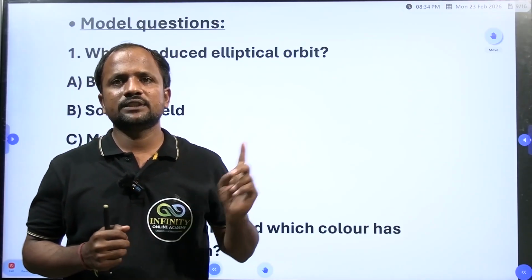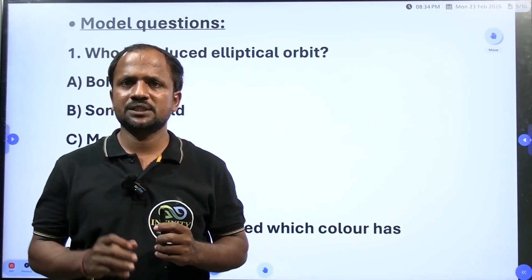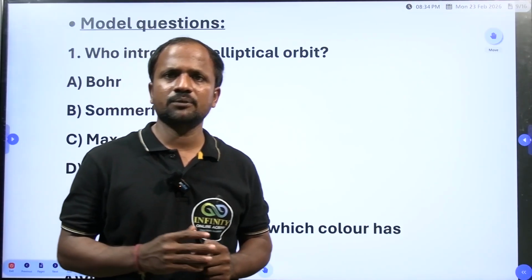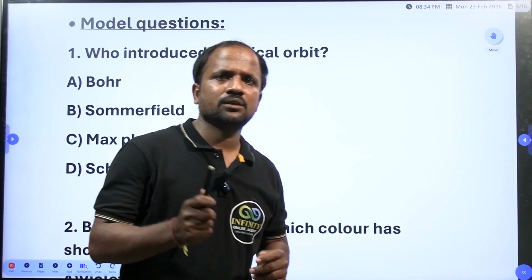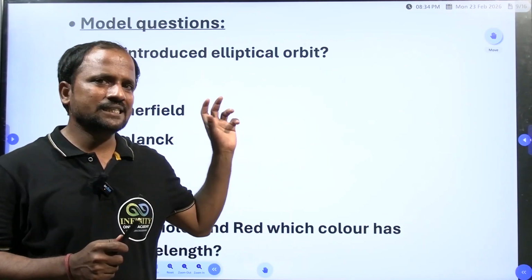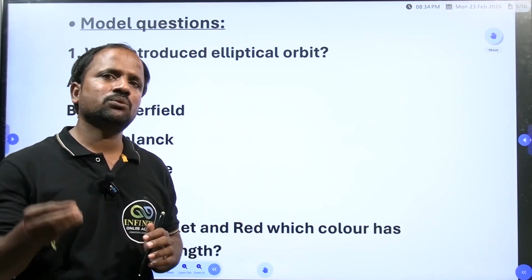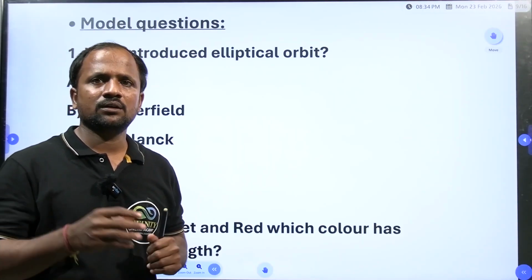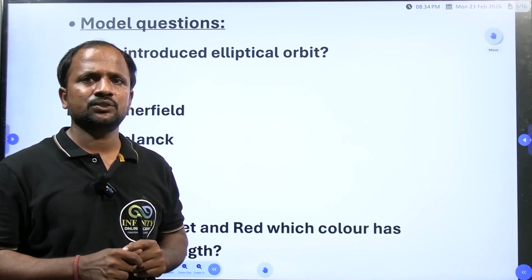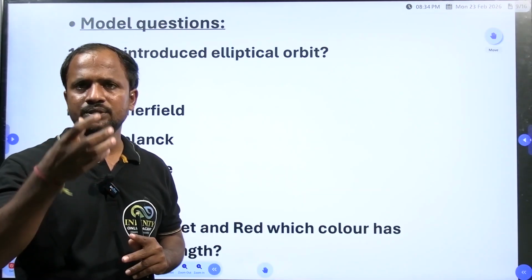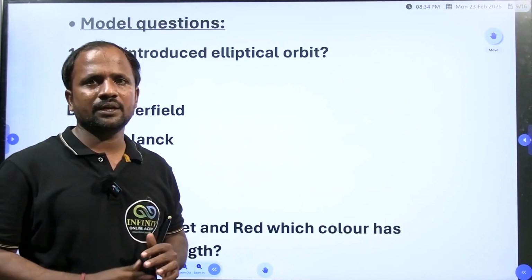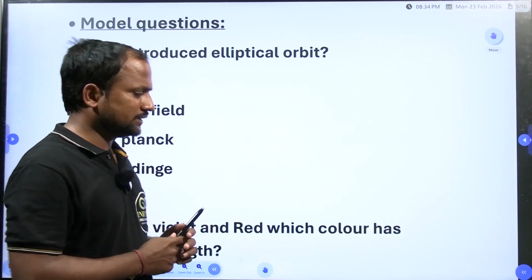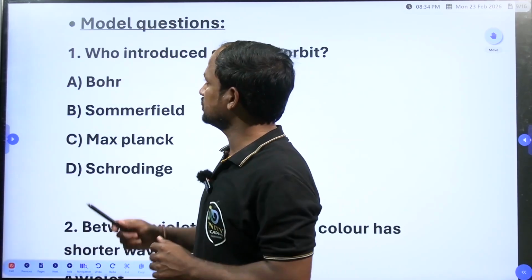So now we are going to discuss 20 model questions on the structure of an atom. First concentrate on each and every question and try to answer it before the explanation, and after that compare your answer. Then we are going to get effective learning here. Let's start with the first question.